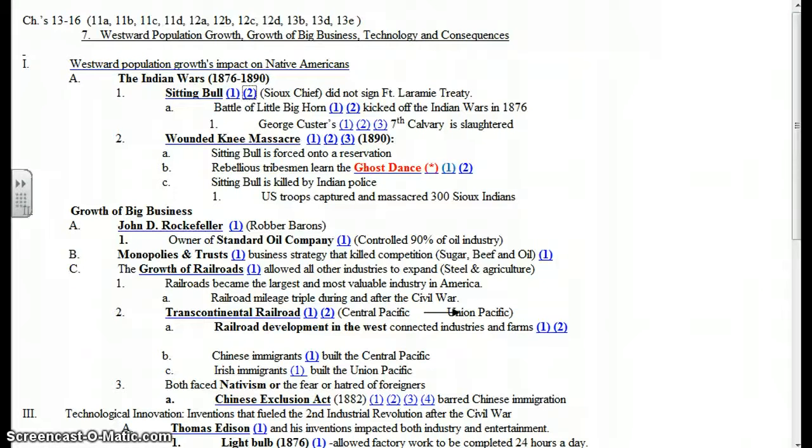Before the Civil War, in 1848 and 1849, we see large numbers of Americans moving westward because of the gold rush after gold was discovered at Sutter's Mill in California. Well, the Civil War from 1861 to 1865 interrupted this westward growth, and when the Civil War was completed, it continued. This led to the Indian Wars that lasted from 1876 to 1890.